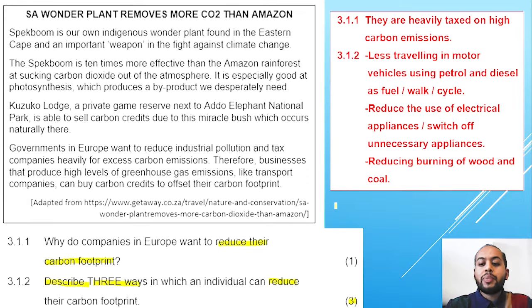You could reduce the burning of wood and coal, as when you burn fossil fuels such as coal, it's going to increase the amount of carbon emissions that you release into the atmosphere, and thereby increase the carbon footprint, because the carbon footprint refers to the total amount of carbon emissions released into the atmosphere as a result of human activity.